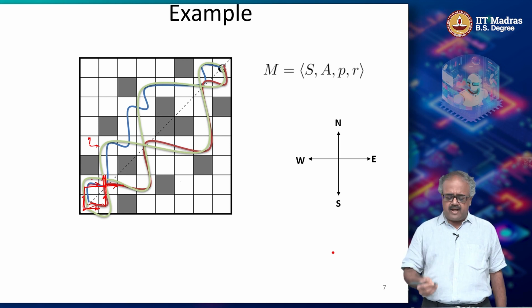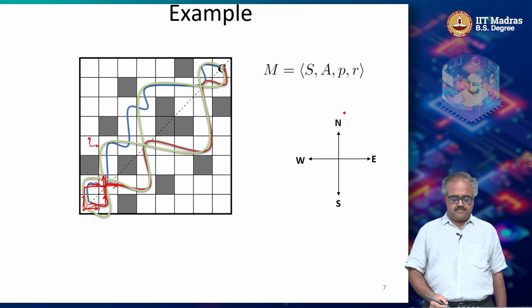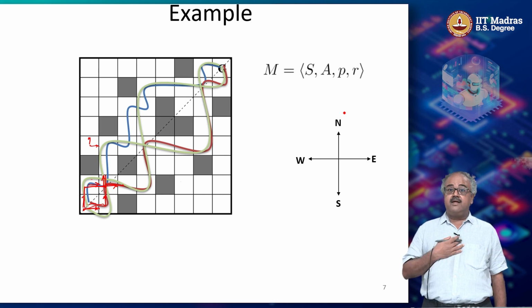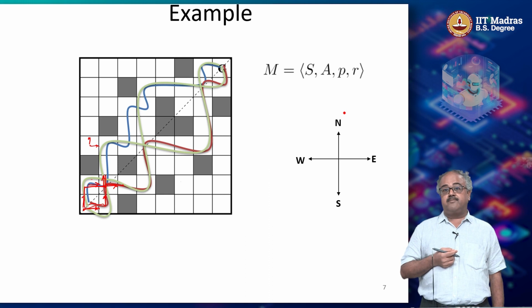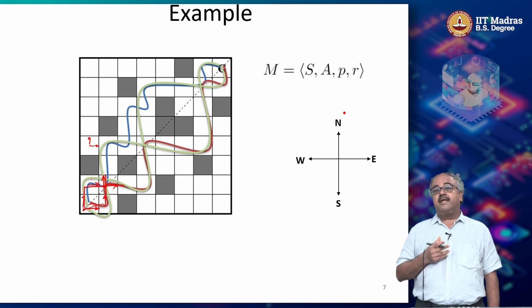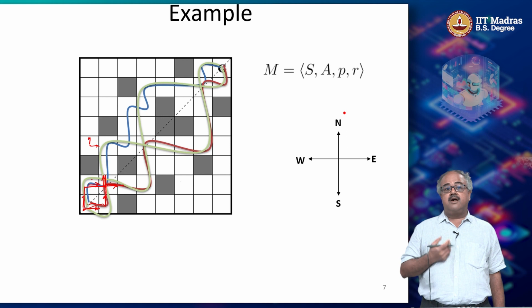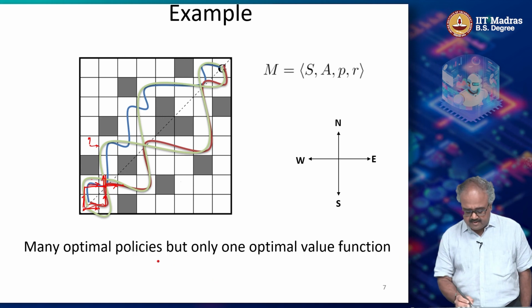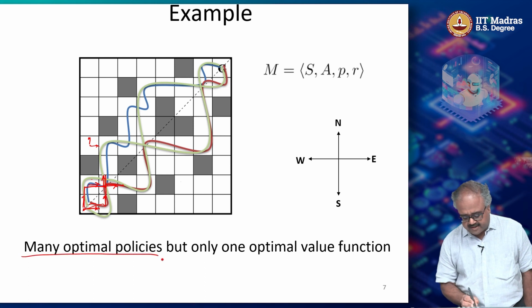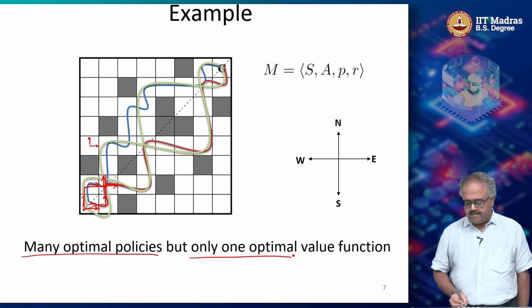So, I can have an infinite number of optimal policies. That is the thing to remember. I can have an infinite number of optimal policies when I start looking at stochastic policies. Now, given that there are so many different solutions, how do I actually solve the problem? The thing is, even though there are many optimal policies, there is only one optimal value function.